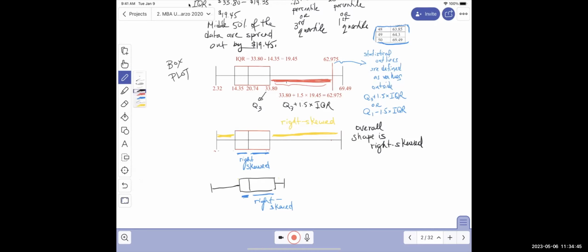Now going to the whiskers, it looks like it's less skewed. And it turns out that this left skew and the right skew are about the same. And this distance is about the same. And so overall, if you actually graph this, the overall shape will be symmetric.